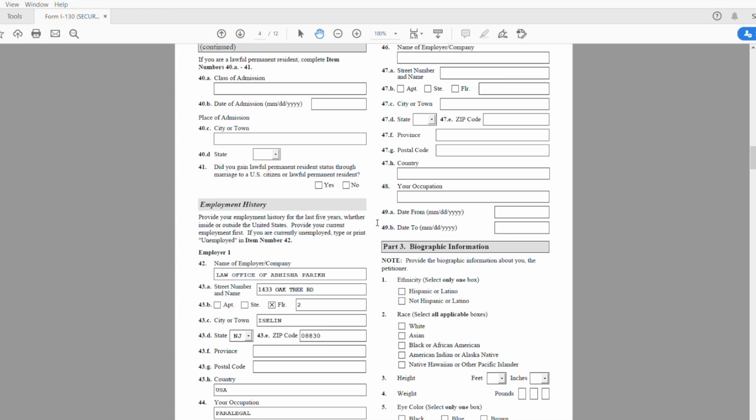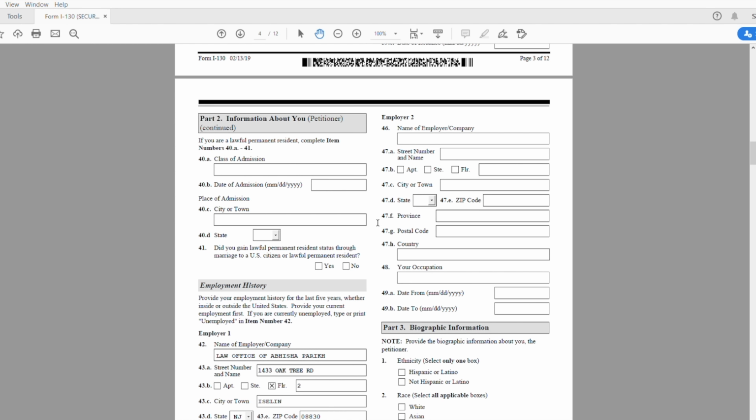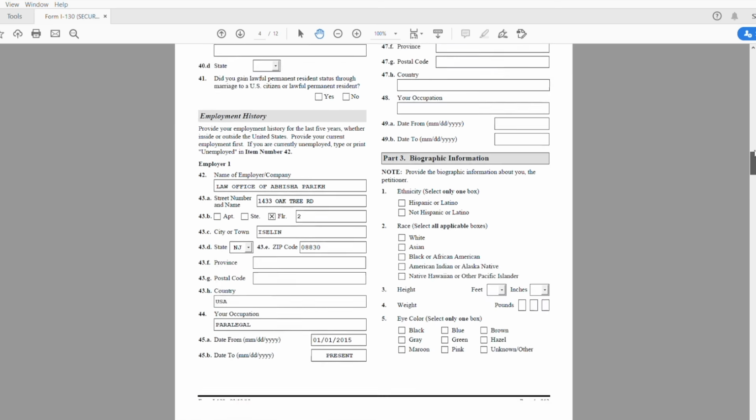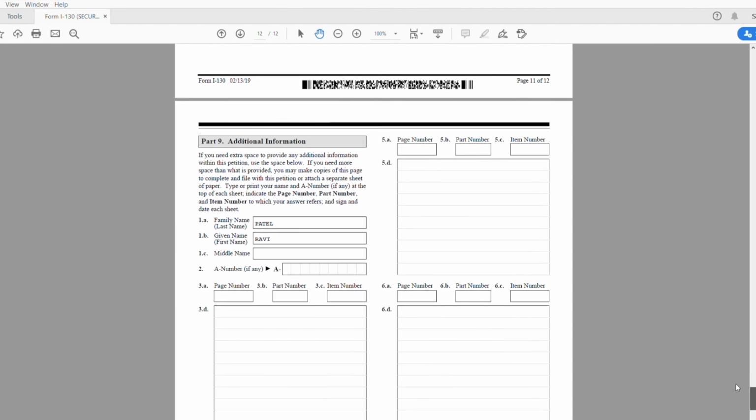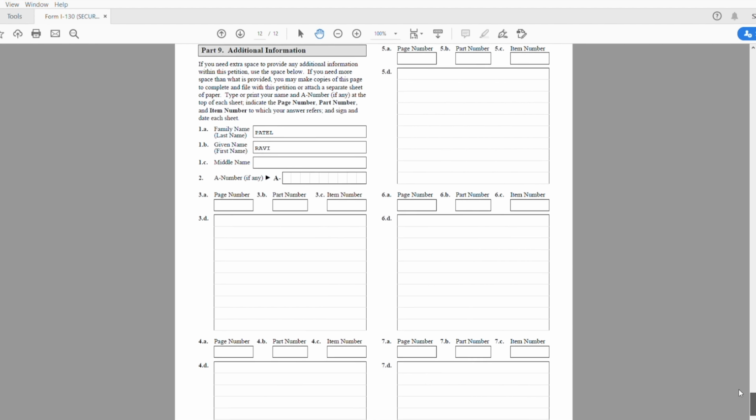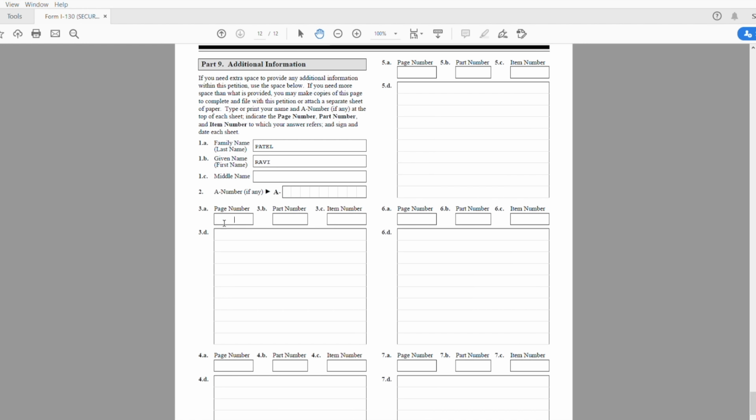However, if the petitioner has 2 jobs at once or had previous employment in the last 5 years, you would indicate it here. If all of your employment history does not fit within the given area, you can always go down to the last page of the form in additional information and indicate the page number, part number, item number, and list out the history here, whether it's your address history or employment history.